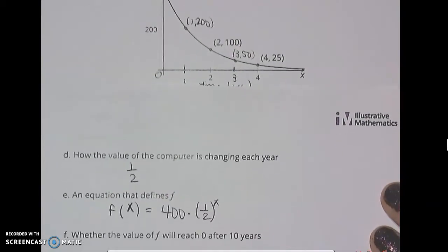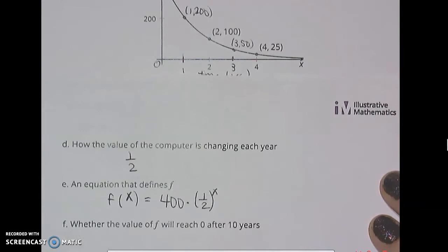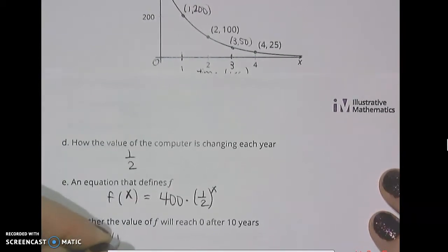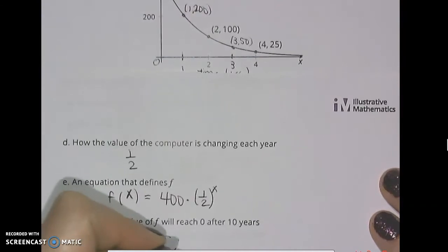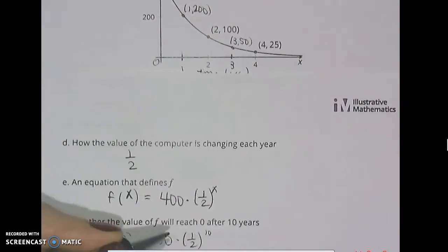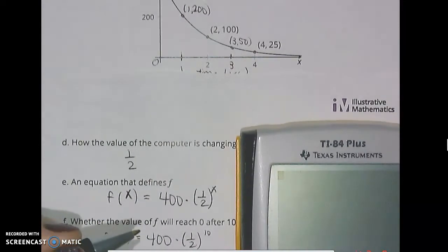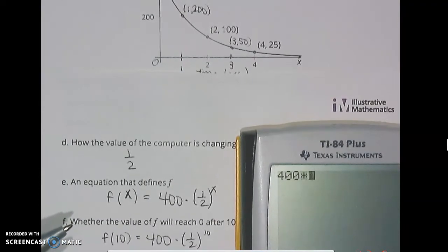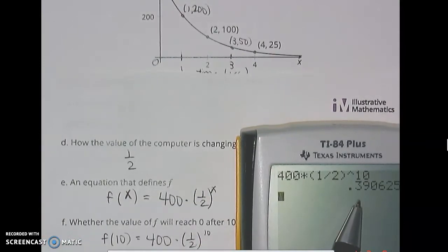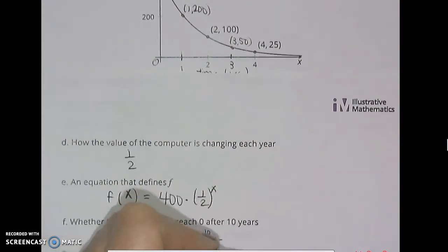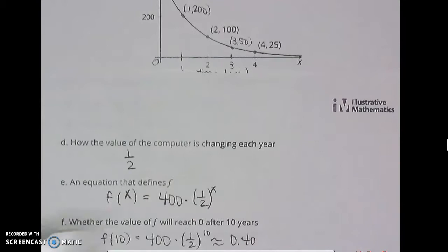The last question is asking us whether the value of f will reach 0 after 10 years. So we have a couple of different ways of doing that. We just came up with an equation here. So if we plug in 10, if we actually find f of 10, let's go into our calculator. Again, you can use Desmos as well. So we're typing this in, and it's telling us that it's a little less than 40 cents. So this would be about 40 cents.